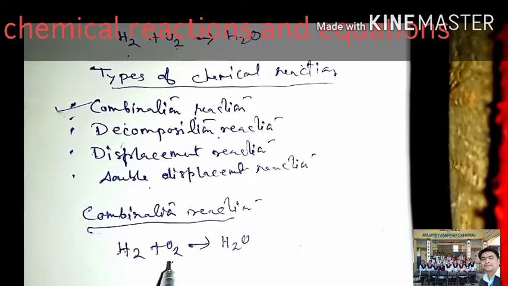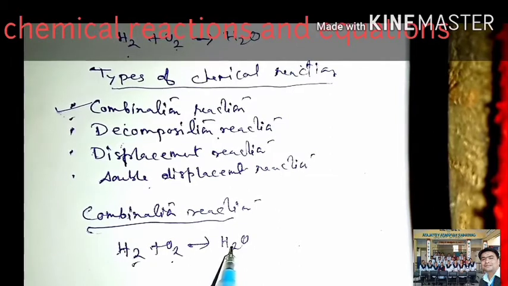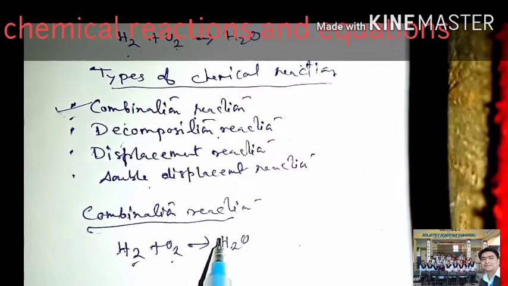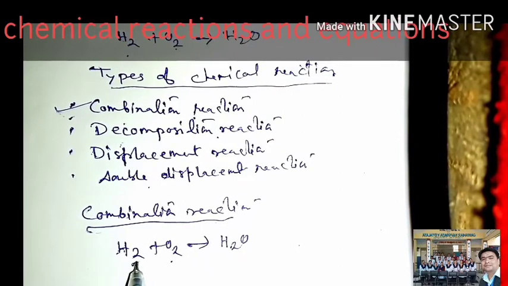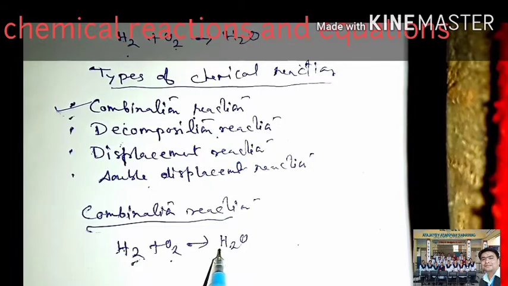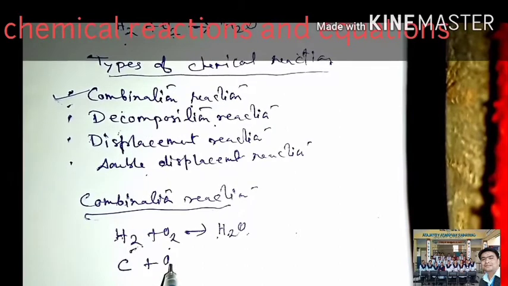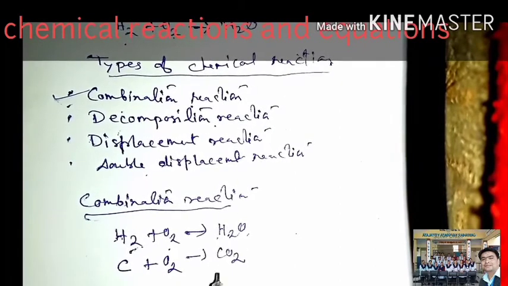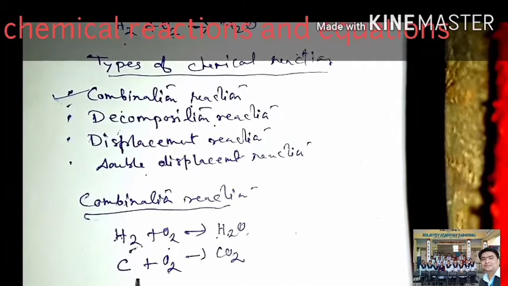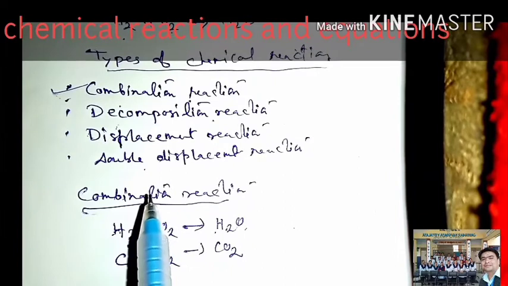Here you see in the reactants more than one reactant is there, but in the product only one product. So we can define a combination reaction in this way: two or more than two substances react to give a single substance is called a combination reaction. So it's very easy. Suppose another reaction: carbon, when it burns in oxygen, gives what? Carbon dioxide. Here you see the reactants are more than one, and the product is only a single product. Such kinds of reactions are called combination reactions. Now, what is the decomposition reaction?